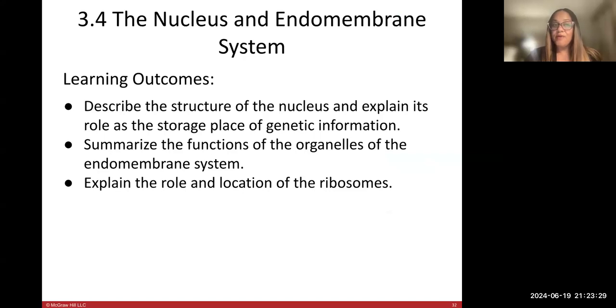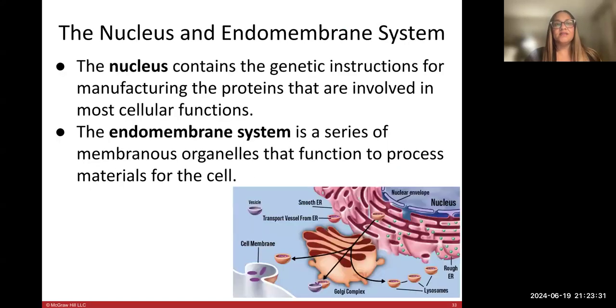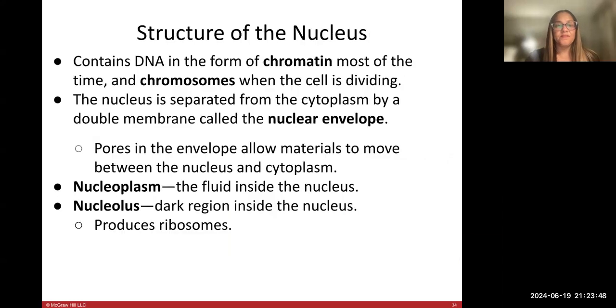The nucleus in the endomembrane system is next. So the nucleus contains genetic instructions for manufacturing the proteins that are involved in most cellular functions. The endomembrane system is a series of membranous organelles that function to process materials for the cell. And there's the whole system there in the picture. We will talk about them individually here.